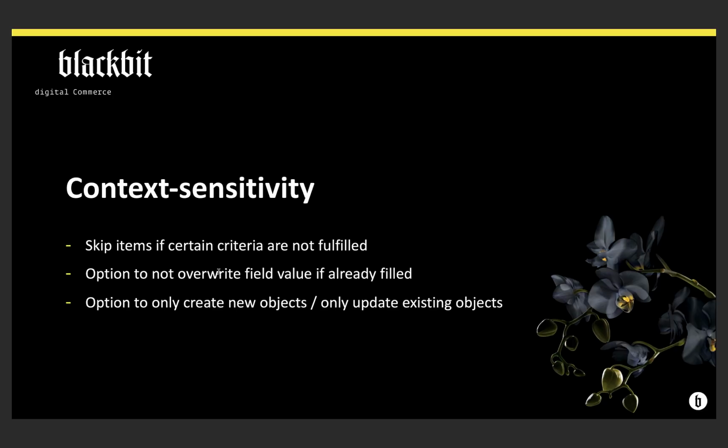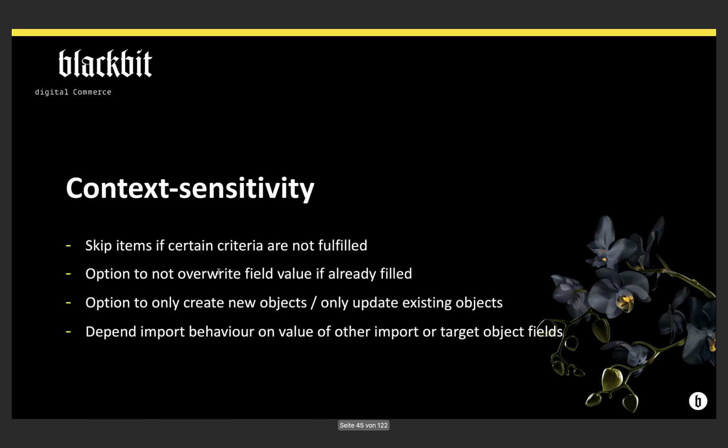For example, when the image is named 123.jpg and the SKU is 123, then you could automatically assign this image to the product. But of course, you would not want the media import to create new products, because those would be rather empty except for the image field. Then you can make import behavior depend on values of other import or target object fields.